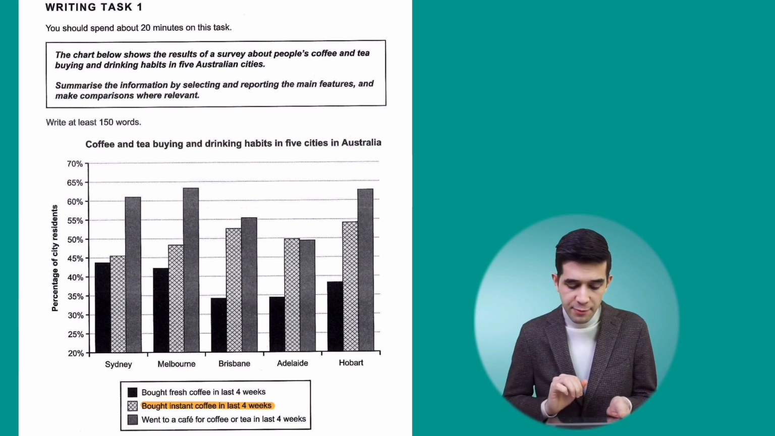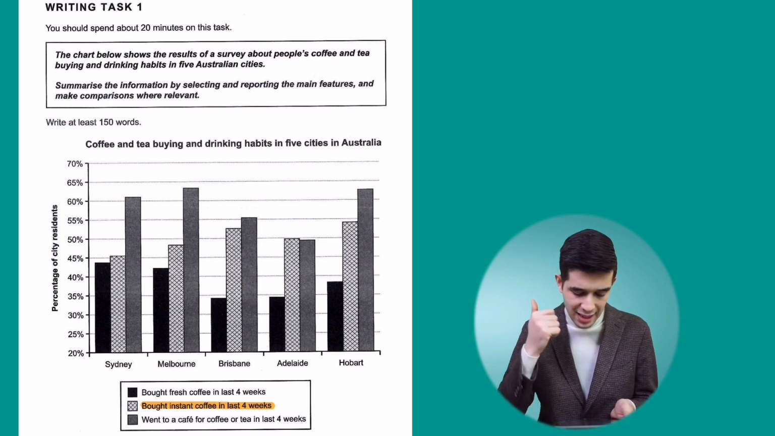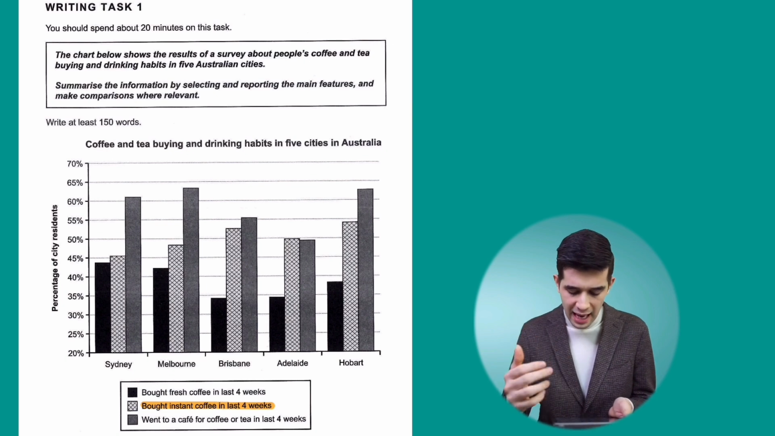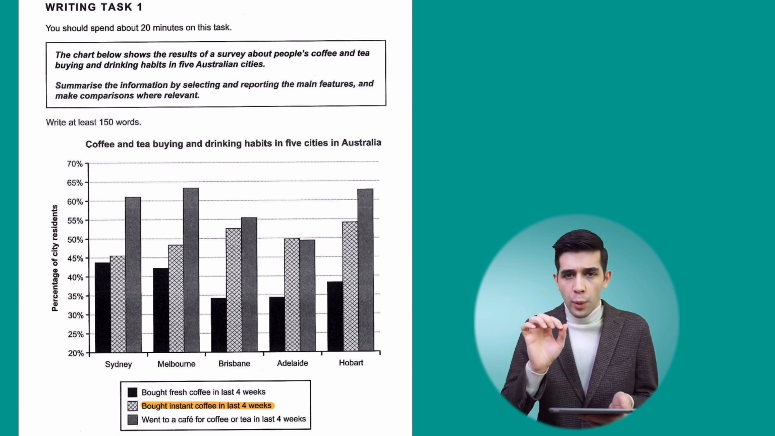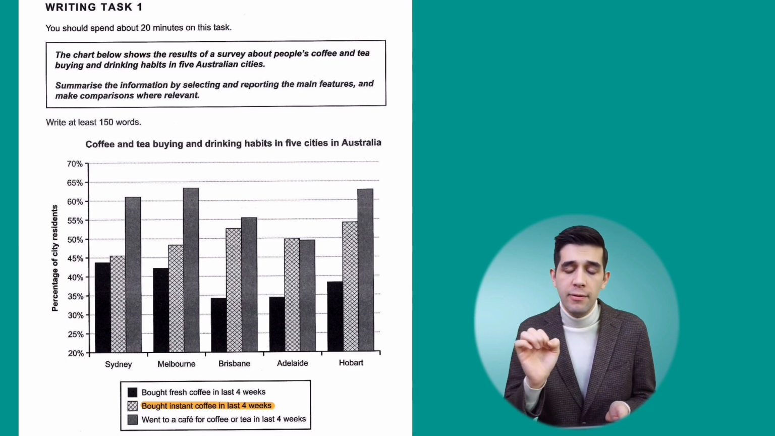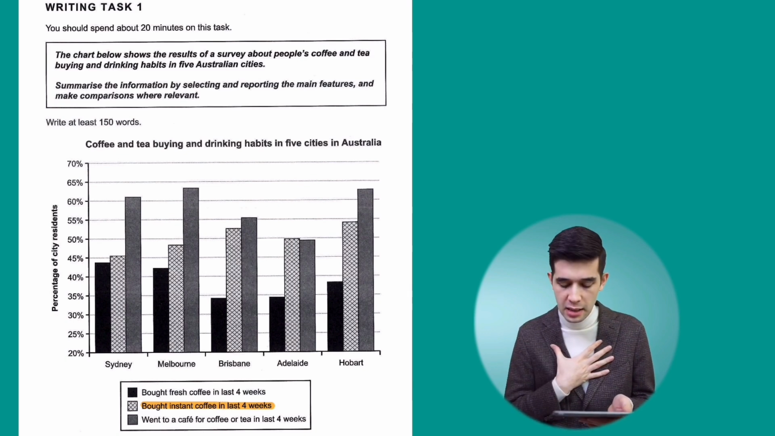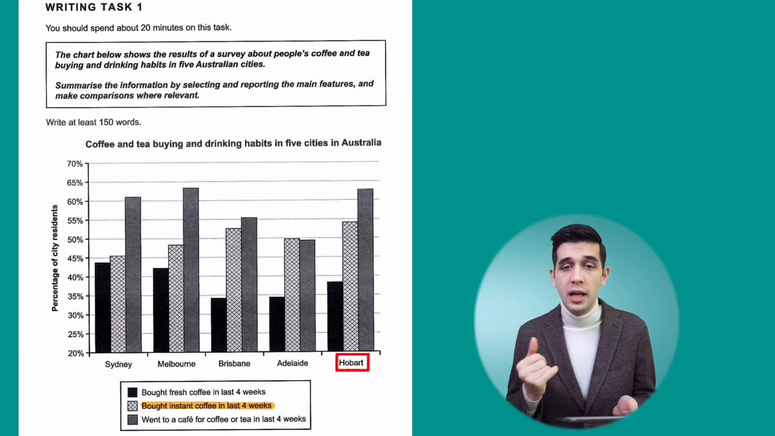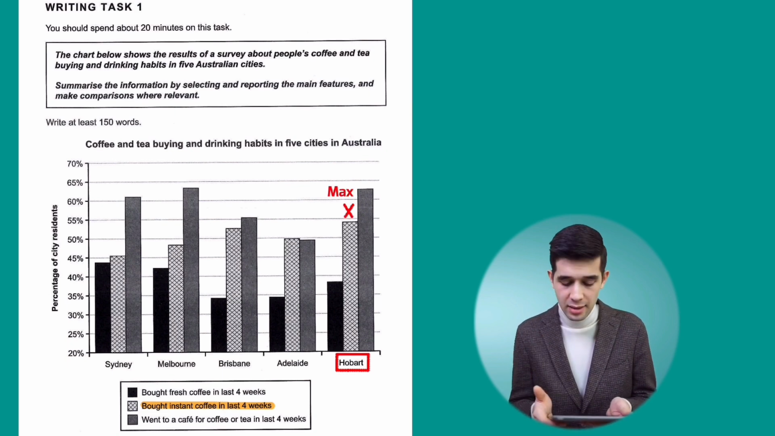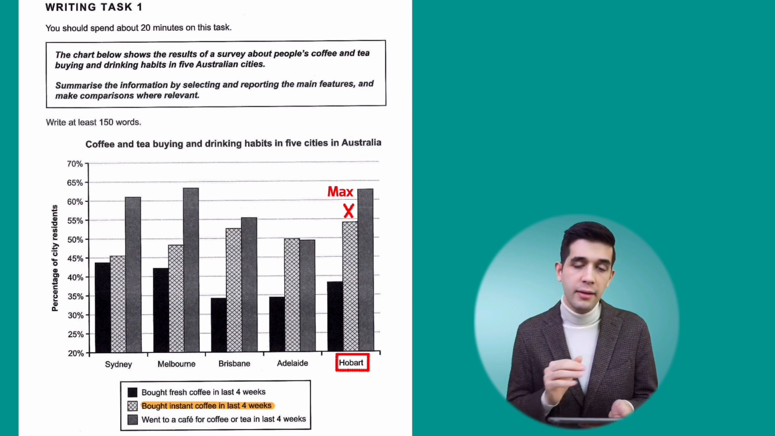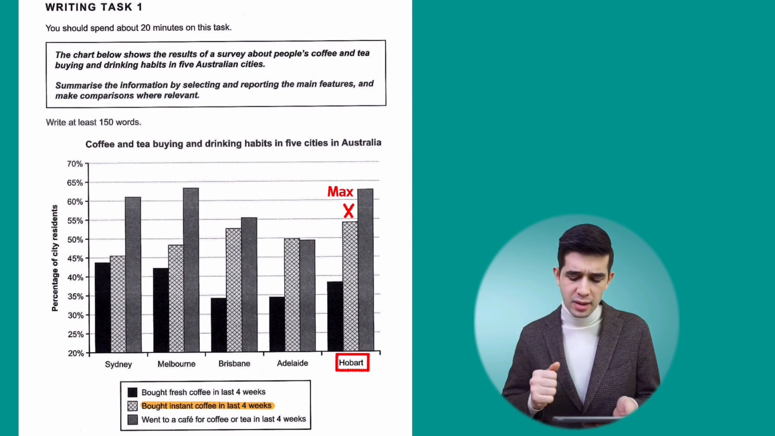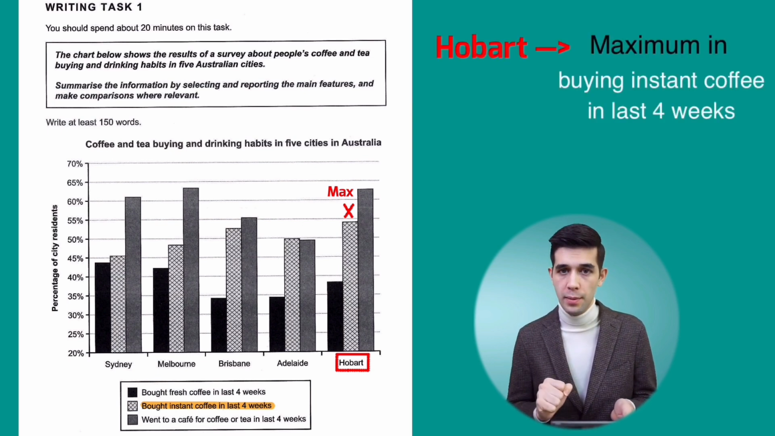We are dealing with 5 pieces of information, one for Sydney, one for Melbourne, Brisbane, Adelaide, and Hobart. We're going to talk about the main feature. Basically, the main feature here, in my opinion, is Hobart, which is the maximum. It was the highest in comparison with the other 4 cities. So I would say that is the key feature here.